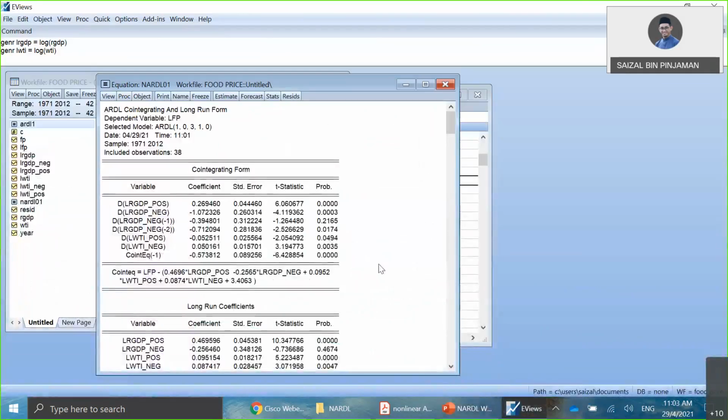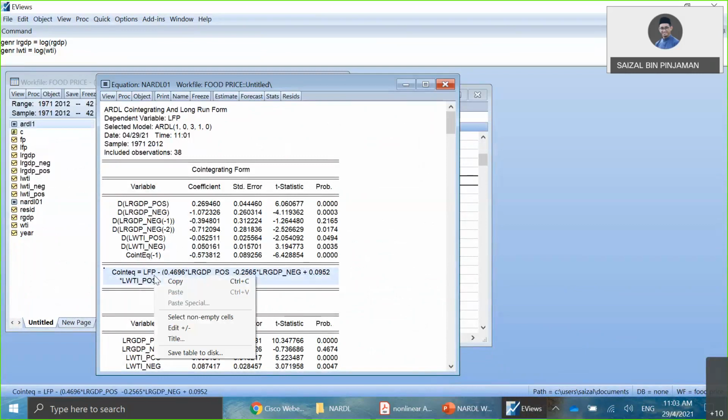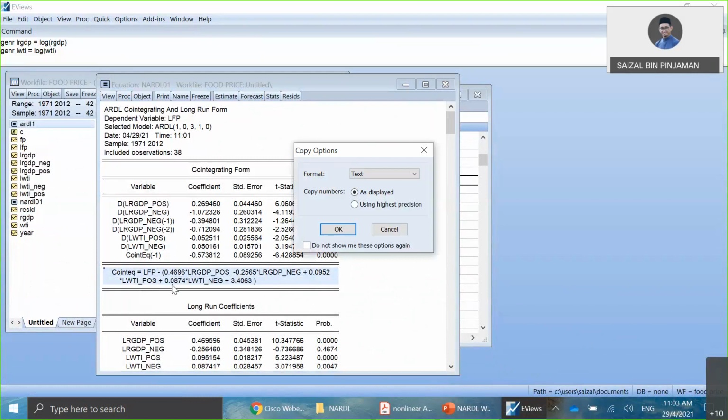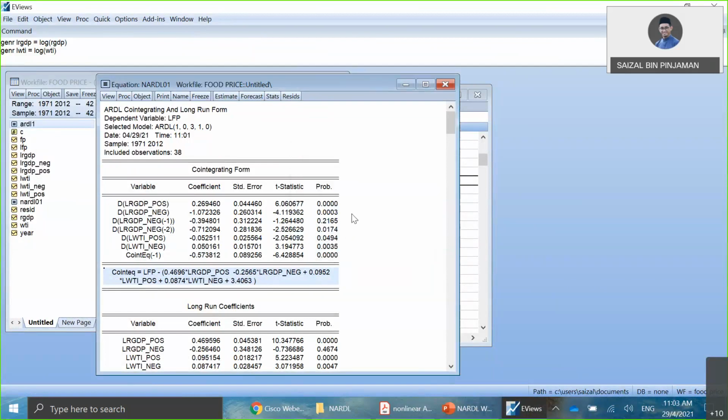In order to do that, in this co-integration and long run form, you can see that we have this co-integrating equation. So right click to copy. And here we can choose either as displayed or using highest precision. I think it is safe for us to put as displayed because 4 decimal points is quite safe already. We choose OK. So I hope that all of you are still here.